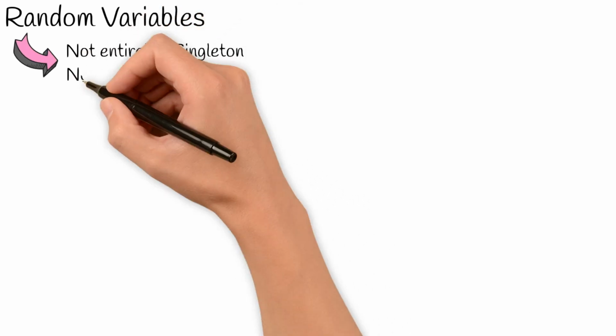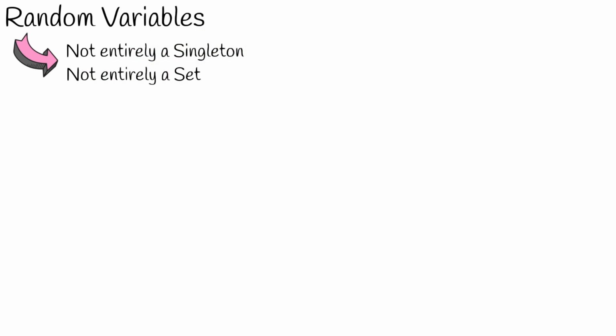Now let's look at random variables. A random variable is a strange hybrid. In some situations it behaves like a singleton, but in others like a set, since we may be interested in the set of values that it can take. Thus, it needs special treatment.